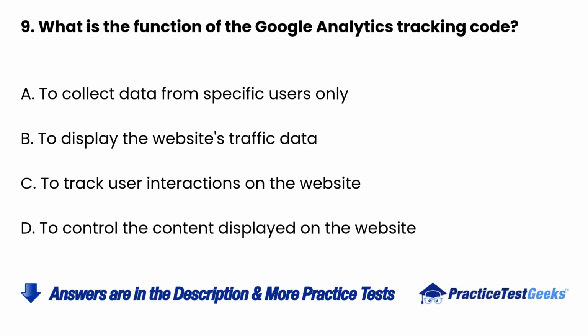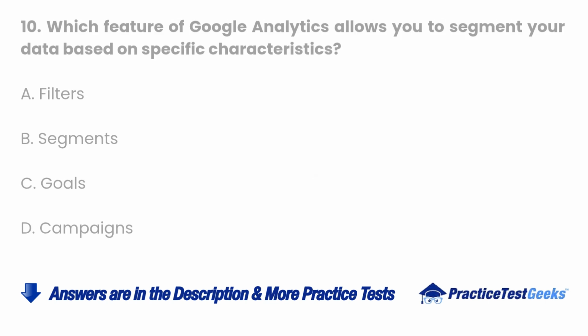9. What is the function of the Google Analytics tracking code? A. To collect data from specific users only. B. To display the website's traffic data. C. To track user interactions on the website. D. To control the content displayed on the website.